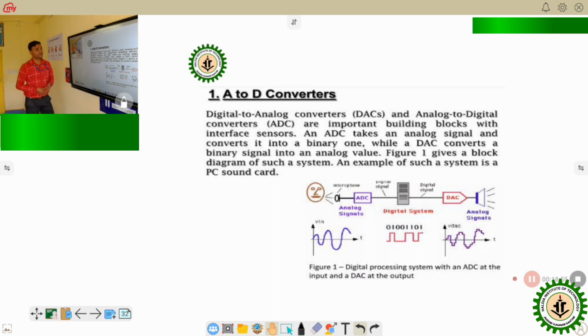Let's see a few examples, such as A to D converter, meaning analog to digital converter. From the schematic diagram, it can be seen that the analog signal is the input, there is an ADC, analog to digital converter, then it passes through the digital system, then again it is converted by the digital to analog converter, and output is given from a speaker. So that is the input signal that is digitalized, and again that is the output signal. For that analog to digital conversion, the operational amplifier is also part of it.